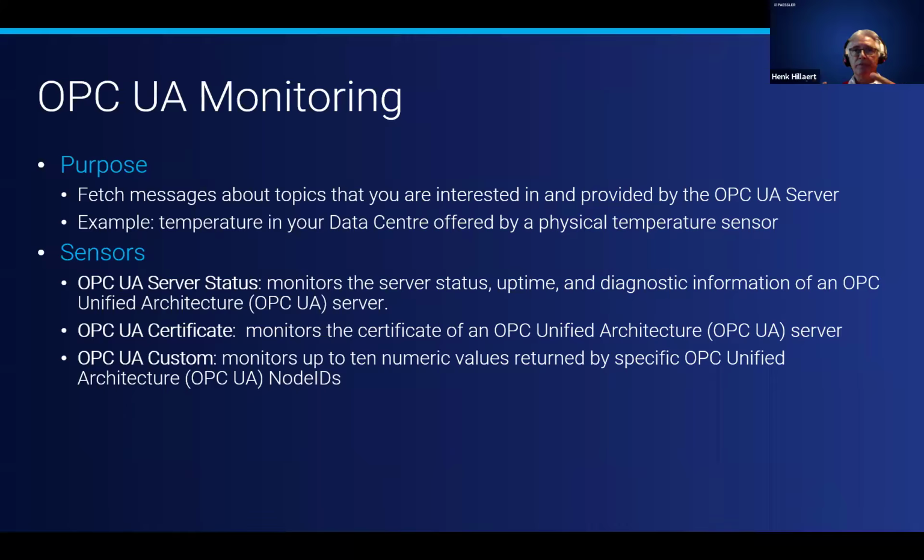For your security, we use, of course, certificates. And when an expiration is due, you would like to be in time and replace that. That's also why we have that sensor. But actually, the real information is picked up via the OPC UA custom sensor. And this is where you get the information from by specifying node IDs. That is very small compared to OIDs in SNMP, but that's how we do that.